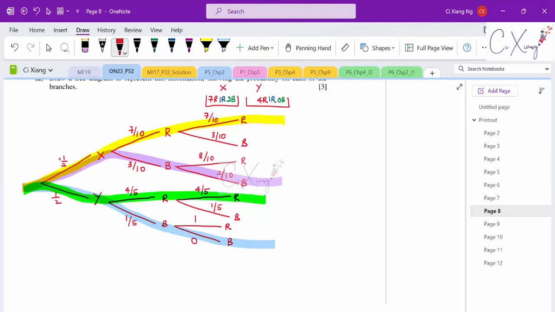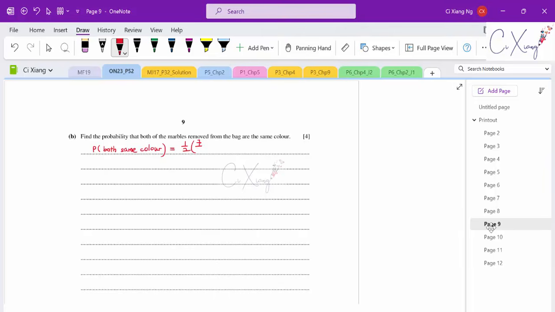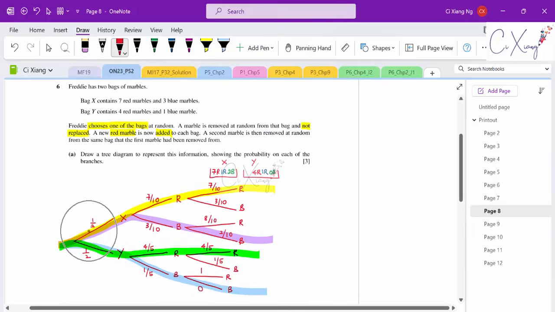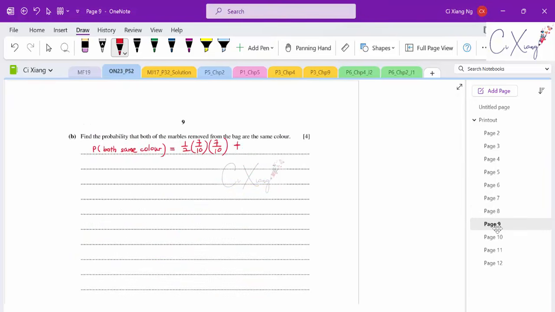Alright, so as an example, the first route will be half multiply with 7 over 10, multiply with 7 over 10. Okay, so you can write half multiply with 7 over 10 and also 7 over 10. Then what is the second route? So to get the answer for the second route, you have to add them together with the first one. Okay, then to get the second route, you are looking at here, half multiply with 3 over 10, multiply with 2 over 10. Okay, so half, 3 over 10, 2 over 10.